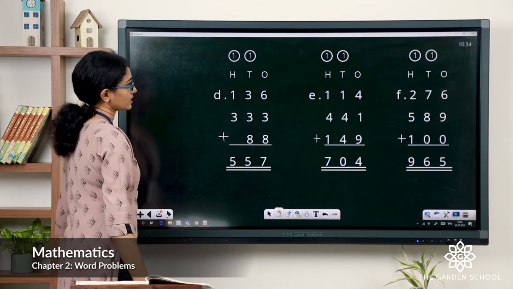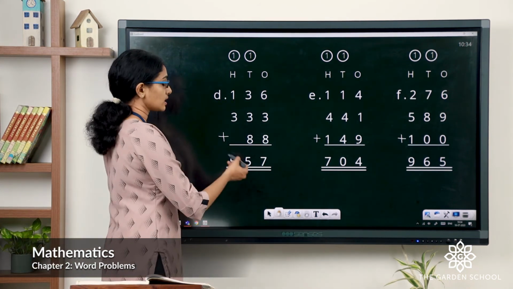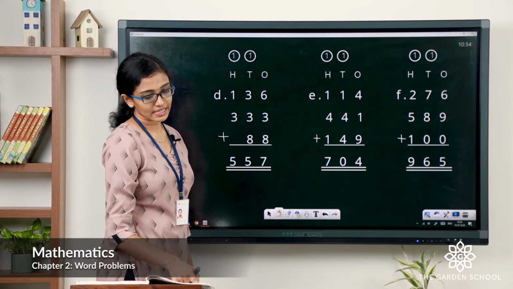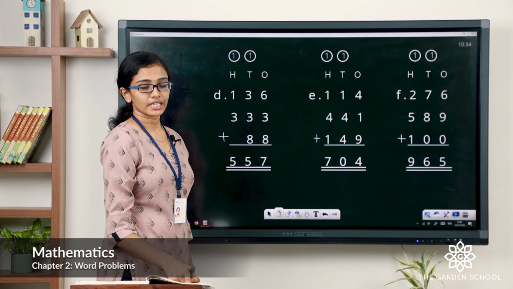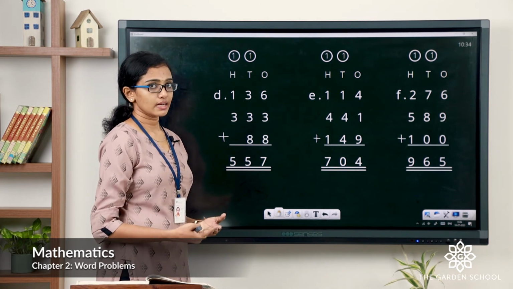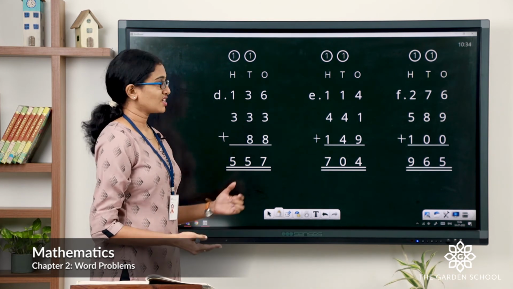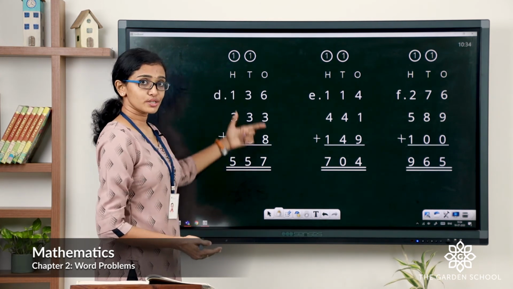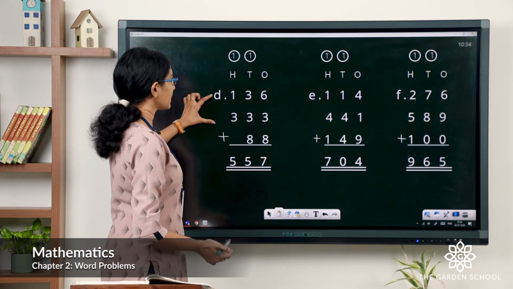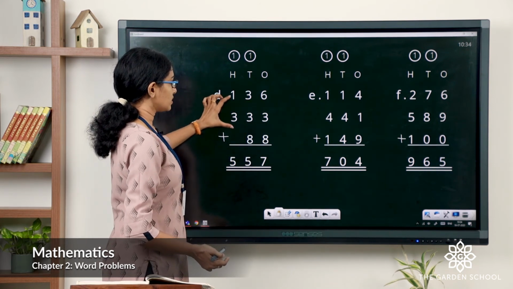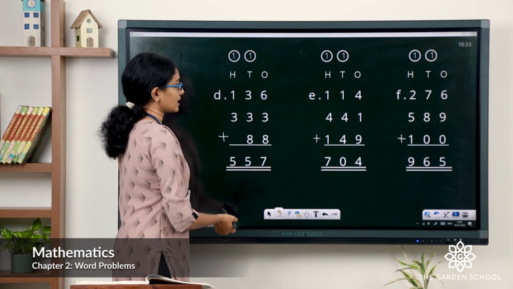Now let's see the next set of questions. So question D, the question given there is 88 plus 136 plus 333. We have learned that even if you change the order of the addends, the sum will not change. So for the convenience of adding up, I have changed the order of the addends, like the 3 digits come close together and the 2 digit is written as the last.